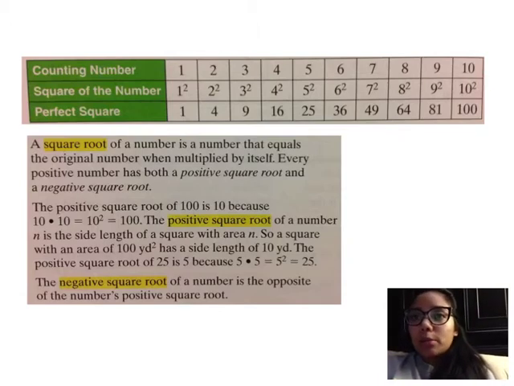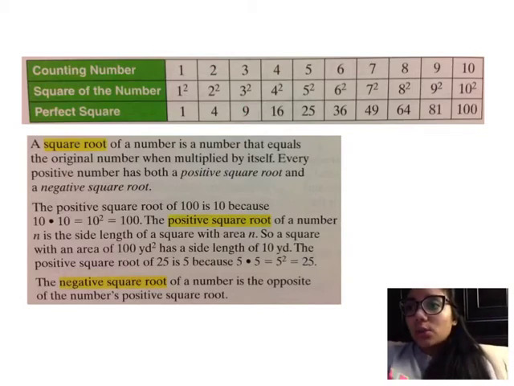So a counting number is just a regular counting number, 1, 2, 3, 4, 5, 6, 7, 8, 9, 10. The square of the number means that you would square it. So 1 squared is 1, 2 squared is 4. The perfect square would be the answer to that. 3 squared is 9. 4 squared is 16. 5 squared is 25. 6 squared is 36. 7 squared is 49.